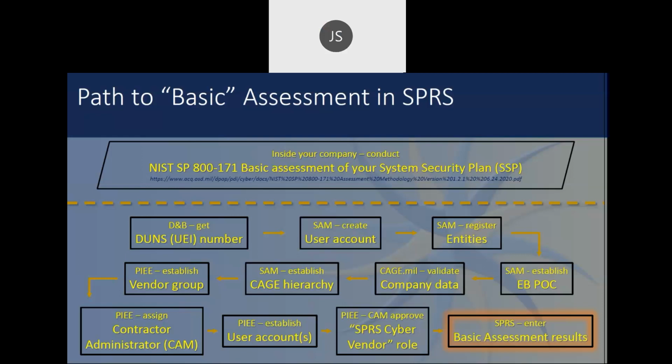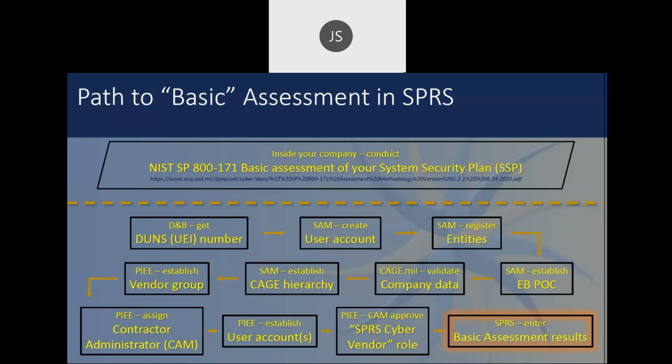So you're going to establish those user accounts, and then you're going to get your CAM to approve a SPRS cyber vendor role. You're going to hear me say SPRS cyber vendor role a lot because that is the key. You have to have that role to enter your NIST assessment results. And finally, after you've done all that, you can finally enter your basic assessment results in SPRS.